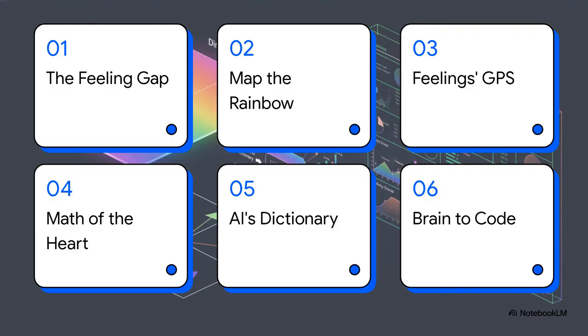To build this bridge, we've got a roadmap. It's a clear 6-step plan. First, we'll really get to grips with that feeling gap. Then, we'll figure out how to map the emotional rainbow, give those feelings some GPS coordinates, and then dive into the actual mathematics of the heart. After that, we'll see how an AI gets its own emotional dictionary. And finally, we'll connect the dots all the way from brain chemistry to code.